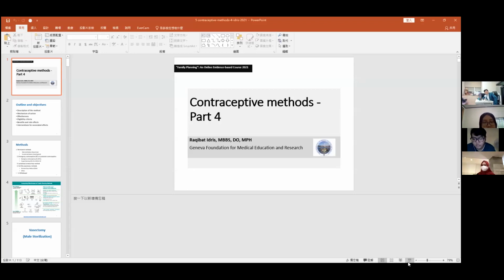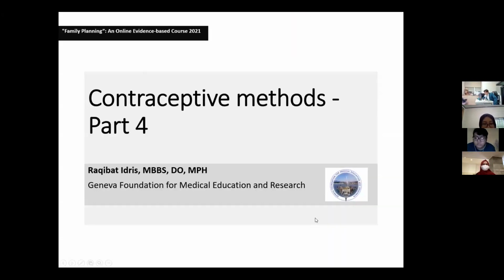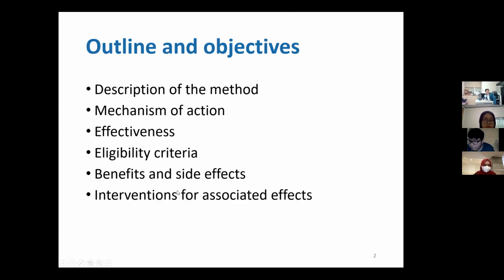Contraception is very important because if you do not need a baby right now, you try to avoid pregnancy. I borrowed a slide from Dr. Idris from Geneva. There's an outline.